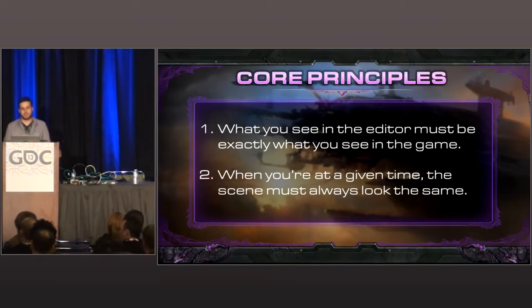The second one is, at a given time, the scene must always look the same. Again, sounds kind of obvious. When you're building a cutscene, you don't want it to look random every time. But a lot of game engines, and StarCraft in particular, are fundamentally built on this idea of variation, right? Variation in animations, variations in sound, randomized particles, things like that. But we thought it would be really disorienting if every time you played back your cutscene, it looked slightly different. So we had to turn all that stuff off.